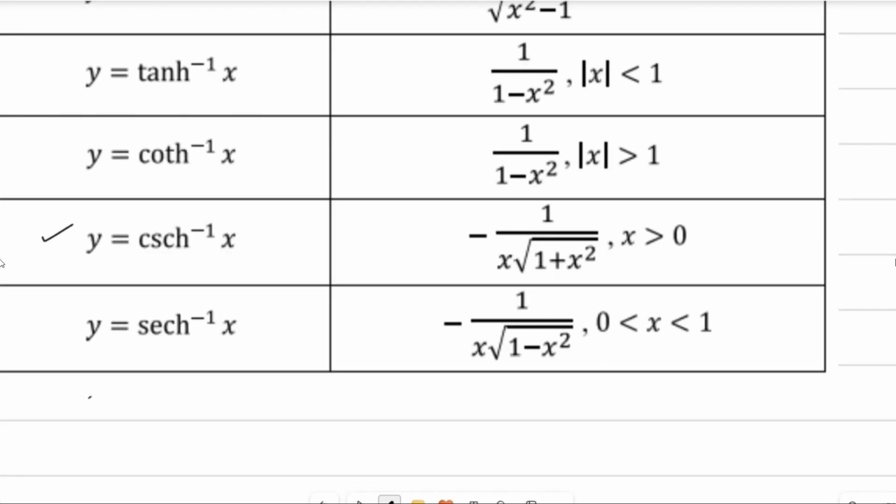Here, and if the function is cosecant hyperbolic inverse of x, then its derivative would be minus 1 by x into under root 1 plus x square. And if y is equal to secant hyperbolic inverse of x, then its derivative would be minus 1 by x under root 1. Here it would be plus, and here it is minus x under root 1 minus x square.